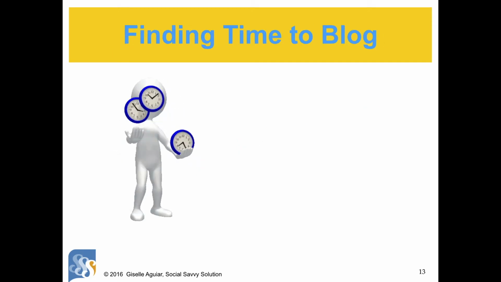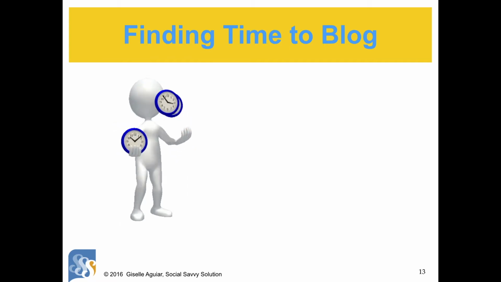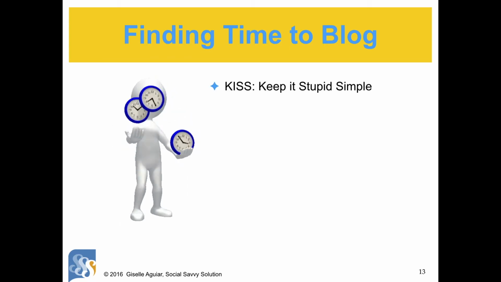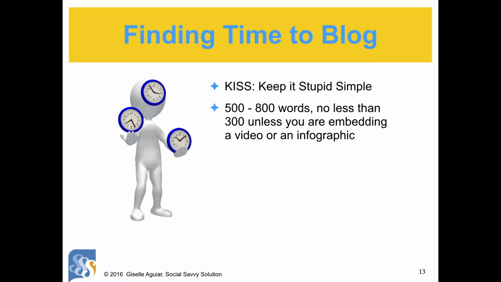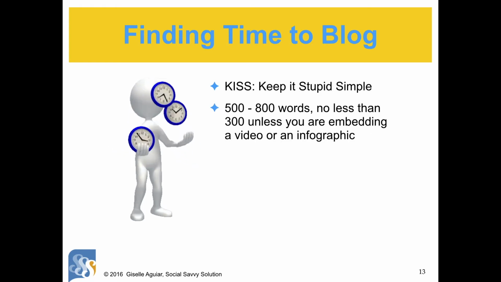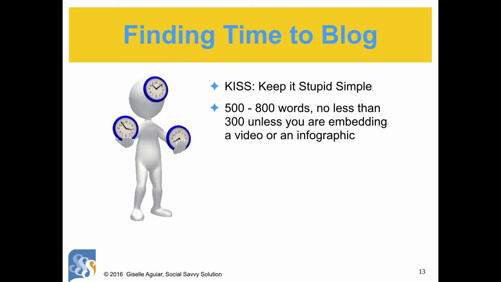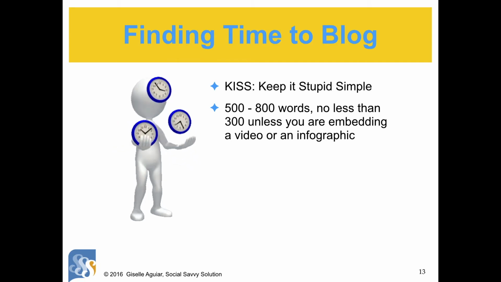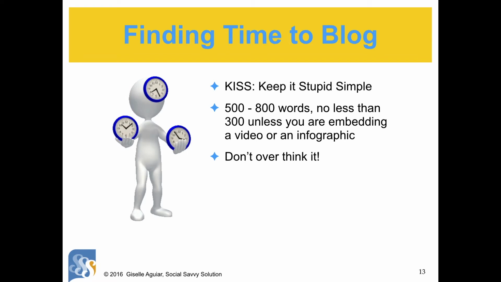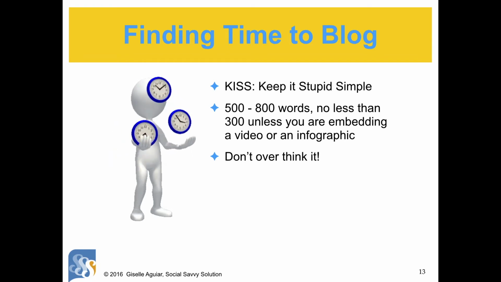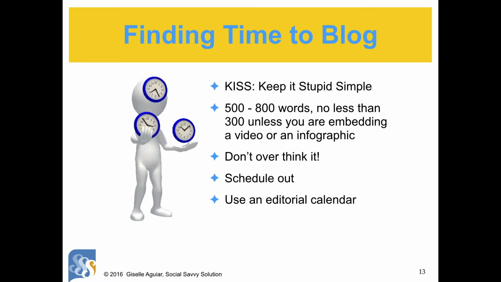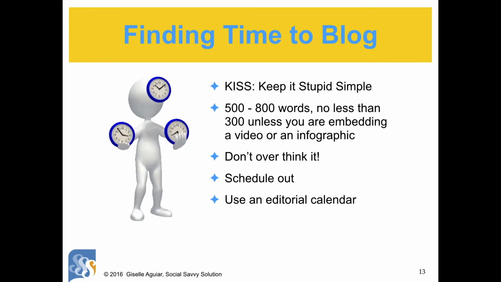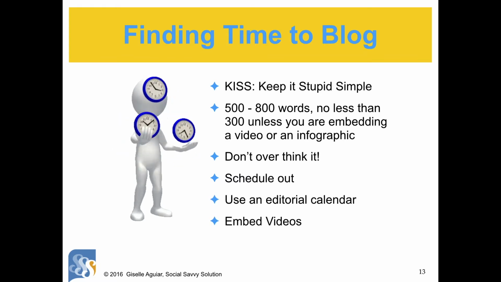Yes, finding time to blog is a challenge, and here are some tips. KISS. Keep it stupid simple. 500 to 800 words, no less than 300, unless you are embedding a video or an infographic. Don't overthink it. Schedule it out. Plan ahead. Use an editorial calendar.